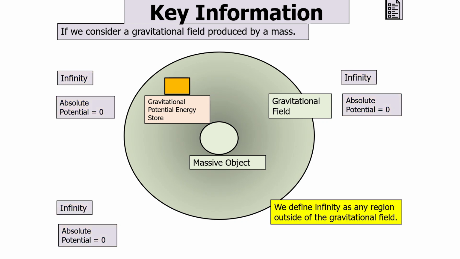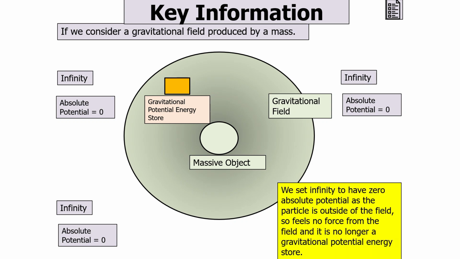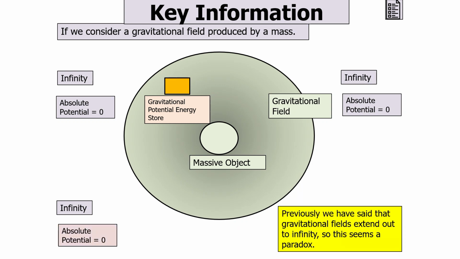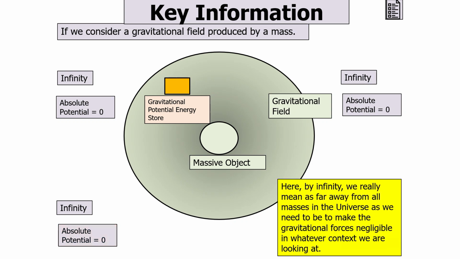Now we define infinity as any region outside of the gravitational field. Now we set infinity to have zero absolute potential as the particle or object is outside of the field, so feels no force from the field, and it is no longer a gravitational potential energy store. Now previously we have said that gravitational fields extend out to infinity, so this seems a paradox. However, here, by infinity though, we really mean as far away from all masses in the universe as we need to be to make the gravitational forces negligible in whatever context we are looking at.